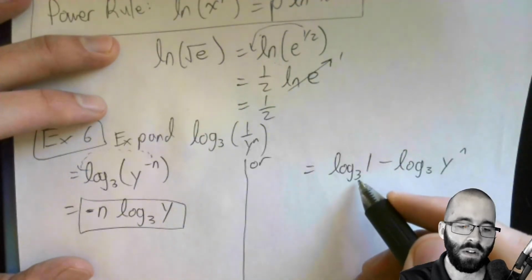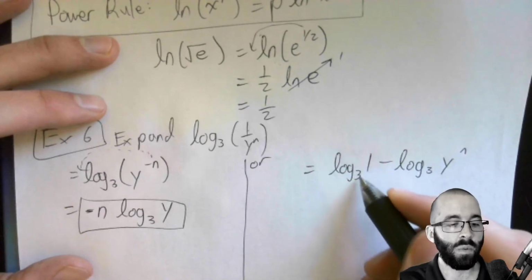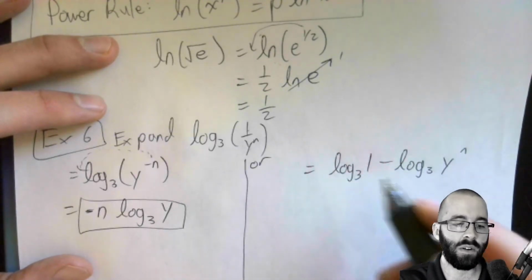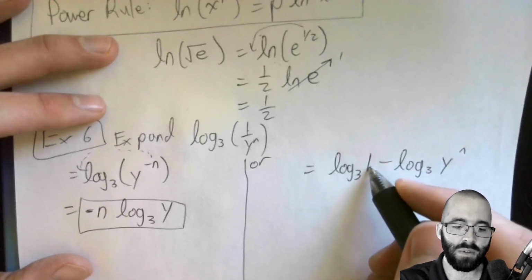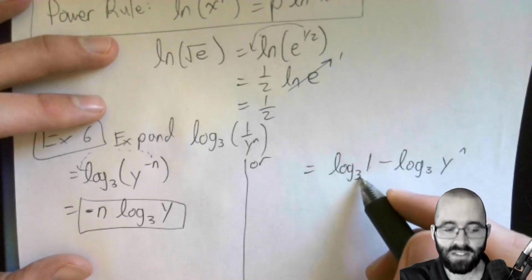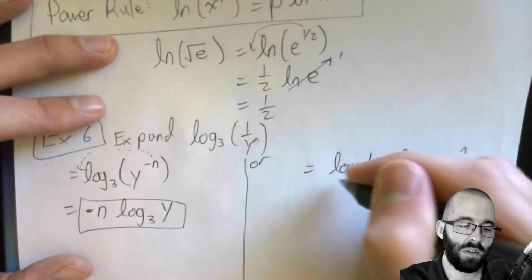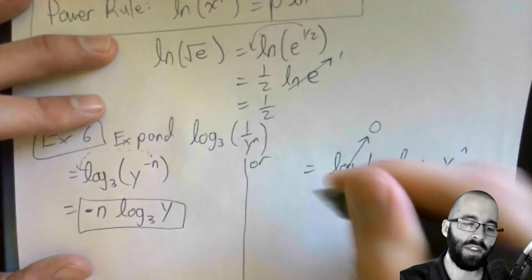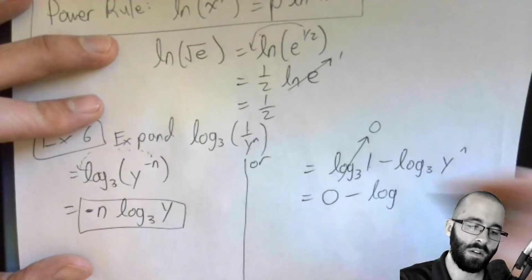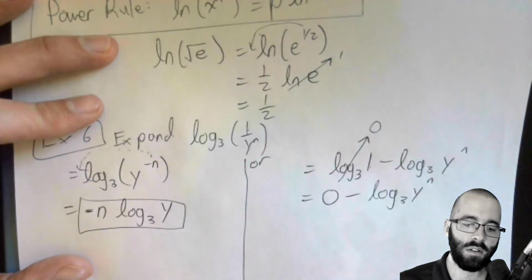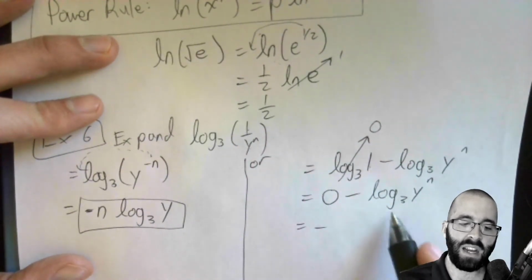Well, log of 1 with any base is always 0. 3 to the 0th power is equal to 1. 4 to the 0th power would be equal to 1. 5 to the 0th power would equal 1. This logarithm is always equal to 0. So we get 0 minus the second logarithm. Well, 0 minus anything, we don't even have to write it. It's going to be minus this logarithm.